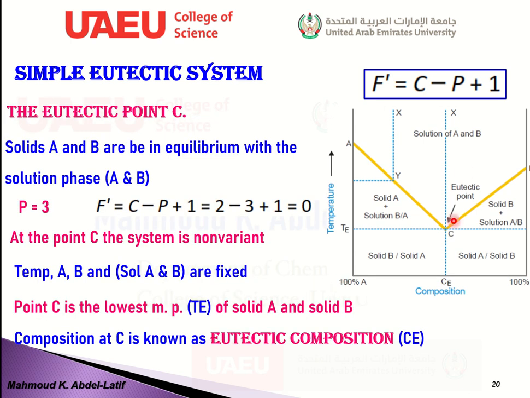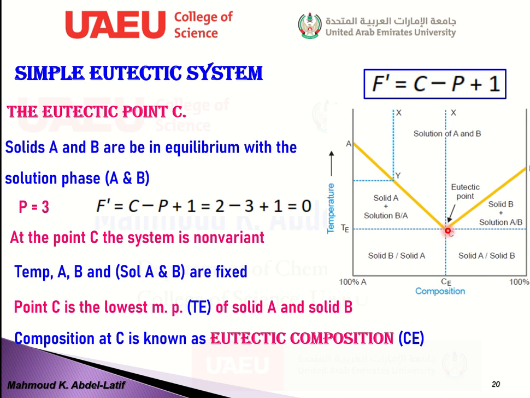Now let us talk about the point C, which is called the eutectic point. Here, the number of phases is three. You have solid B and solid A and a solution of A and B, and all these phases are in equilibrium with each other. So in that case you have three phases. Solid A and B are in equilibrium with the solution of both. If you apply the reduced phase rule, you end up with zero, which means a non-variant, invariant system.